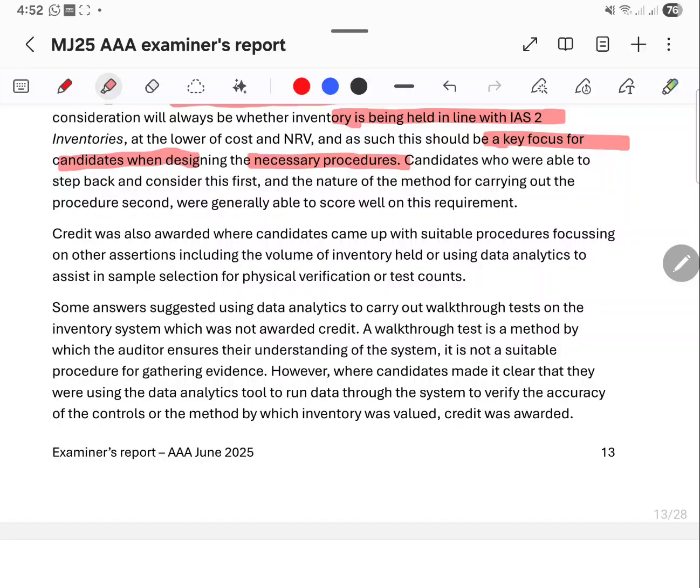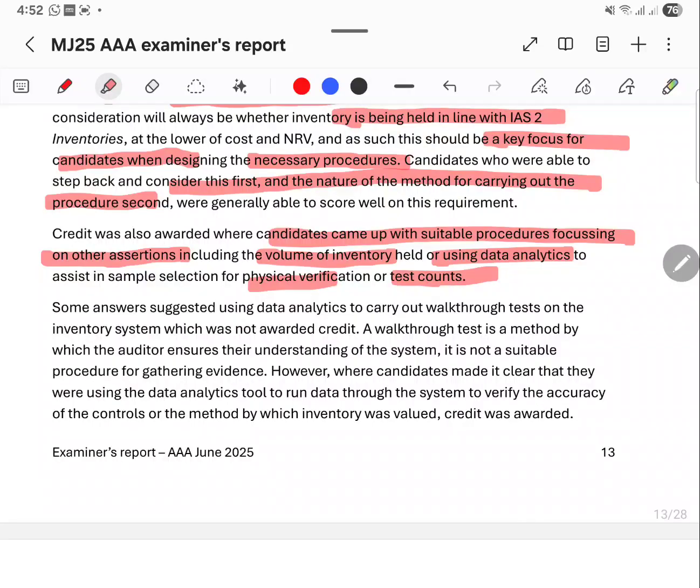Candidates who were able to step back and consider this first, and the nature of the method for carrying out the procedure, did well. Second, credit was also awarded where candidates came up with suitable procedures focusing on other assertions, including the volume of inventory held, using data analytics to assist in sample selection for the physical verification or to test controls.